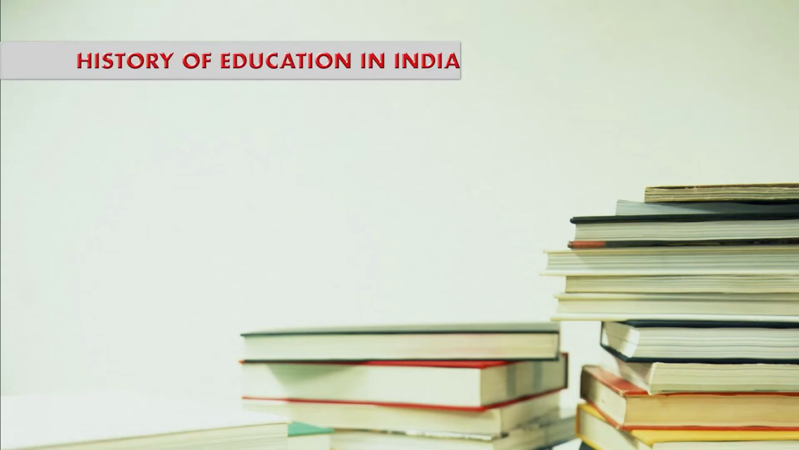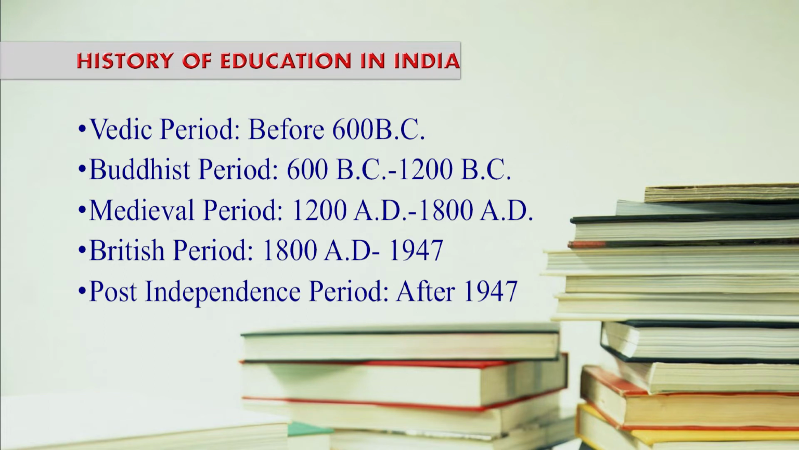Indeed, there was an ideal education system during Vedic, Brahmanic and Buddhist era. So, we will be dealing in detail about every component, every element of education, the educational system during this era. So, to begin, first let us see the history of education in India. We had Vedic period before 600 BC, followed by Buddhist period from 600 BC to 1200 BC. Then medieval period from 1200 AD to 1800 AD, followed by British period which was for 1800 AD to 1947, and now post-independence period after 1947.